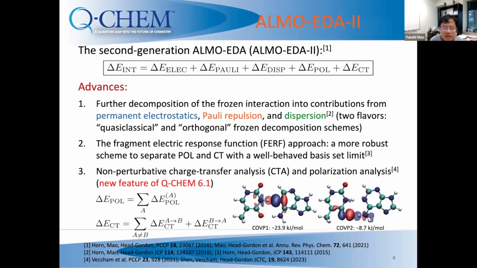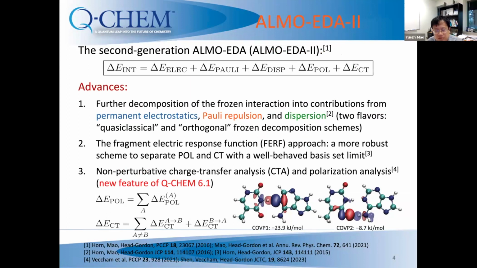And the third advance is more recent from the Head-Gordon group at Berkeley. So this is called the non-perturbative charge transfer and polarization analysis. So with a non-perturbative polarization analysis, you can now further decompose this polarization term and figure out how much polarization energy each fragment contributes. And for the non-perturbative charge transfer analysis, you can decompose this charge transfer term further into pairwise contributions. So for example, for this dimer system, you can figure out how much charge transfer comes from the A to B donation and how much is from the B to A donation.